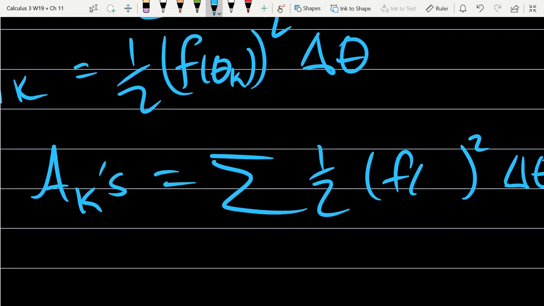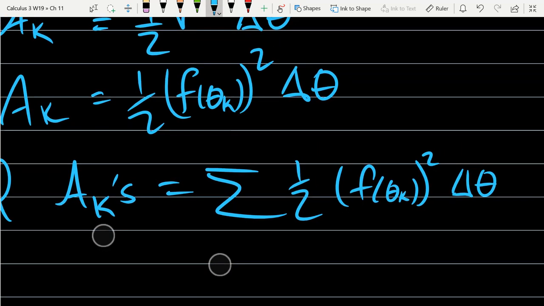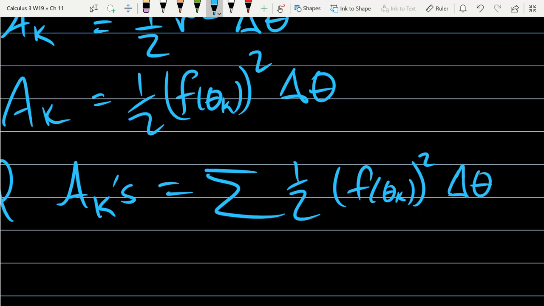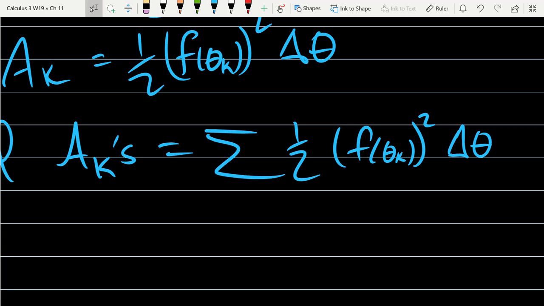So I'm just putting in our theta k like that. All right, the delta theta does not need to have a subscript because we're subdividing the same amount each angle. So as long as we're consistent right there, I can just say the delta theta is the same for every single little slice we make, as long as we cut it up evenly. So this is an approximation, it's not equal. We are approximating here. And we'll go from k equals 1 to n.